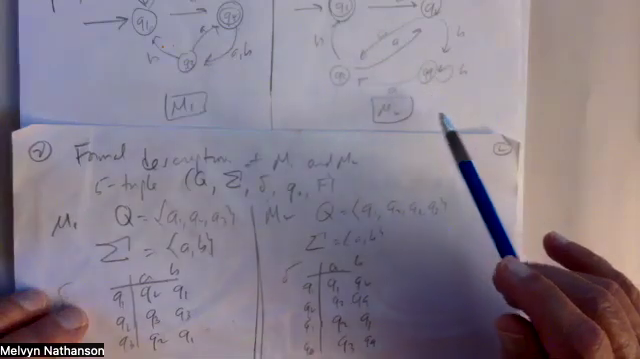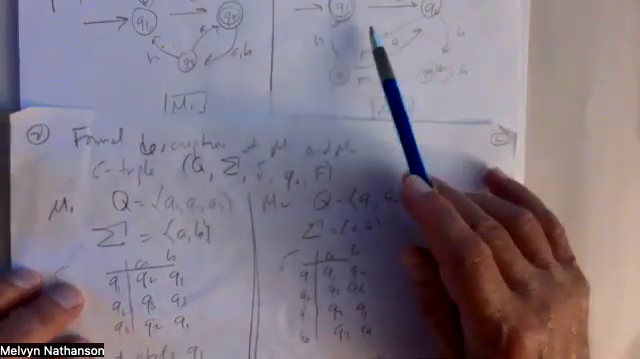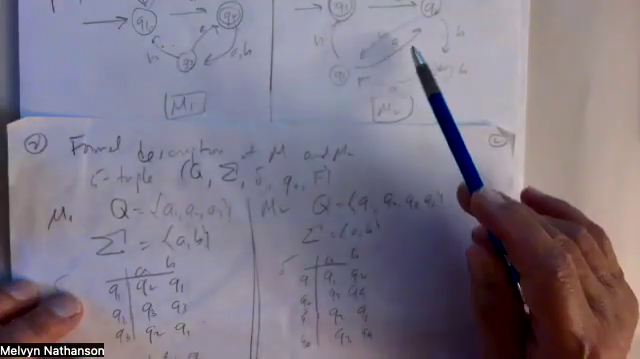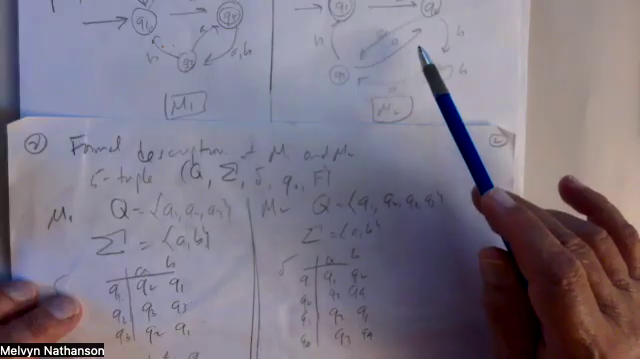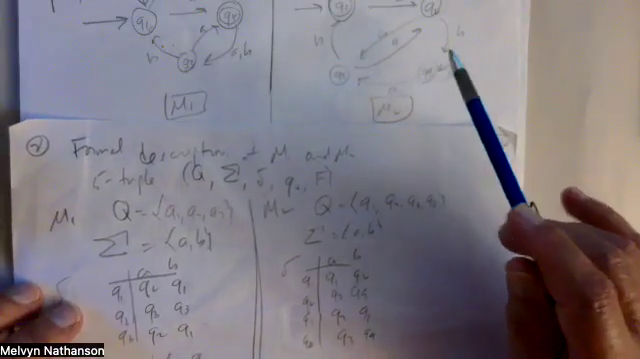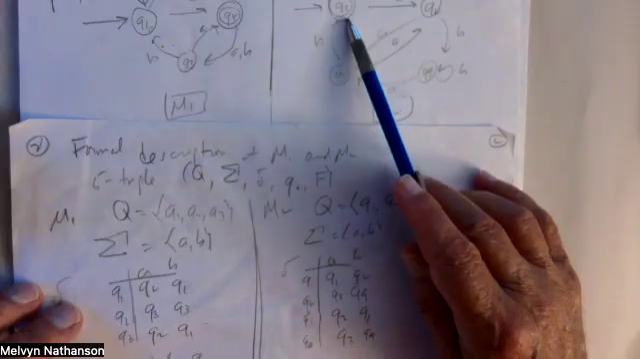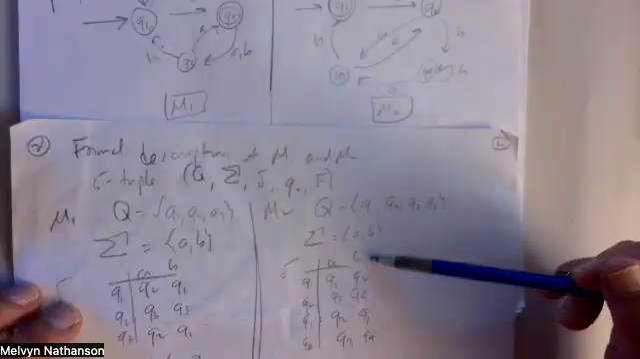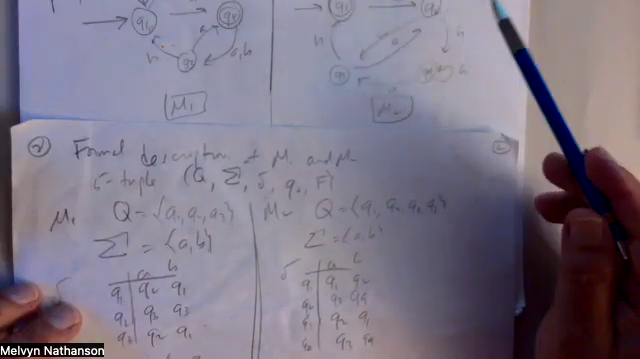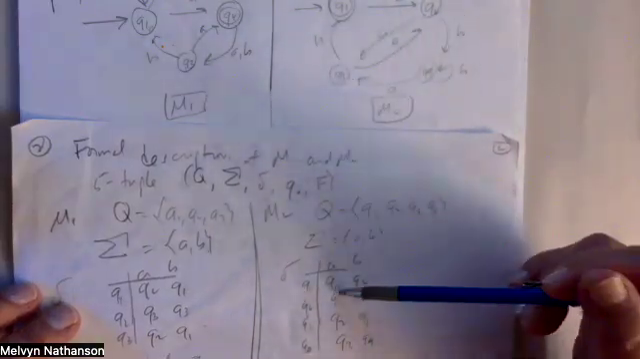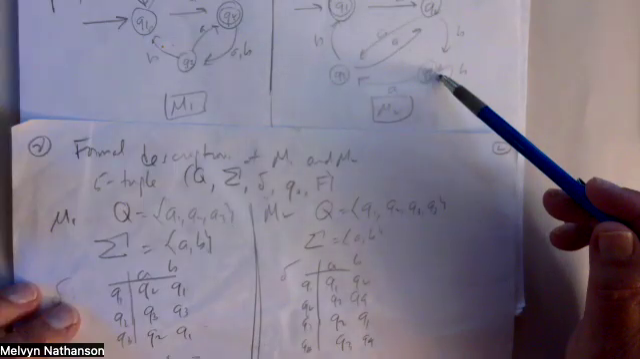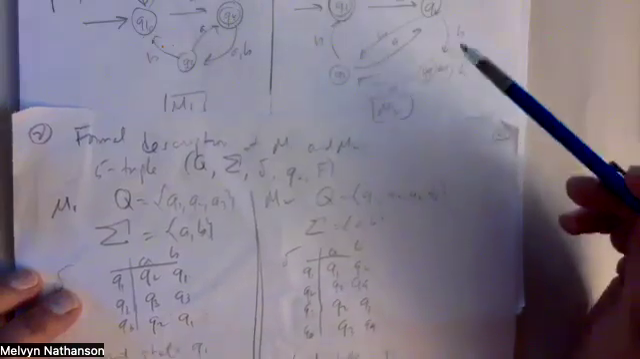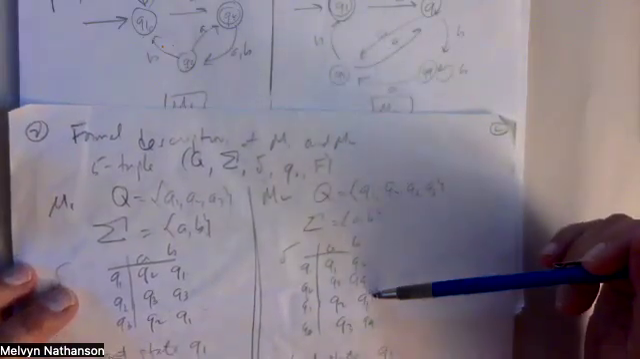For the second machine, there are 4 states, Q1, Q2, Q3, and Q4. The alphabet is A and B. The transition function: if you're in state Q1, A sends you to Q1 and B sends you to Q2. In state Q2, A sends you to Q3 and B sends you to Q4. In state Q3, A sends you to Q2 and B sends you to Q1.